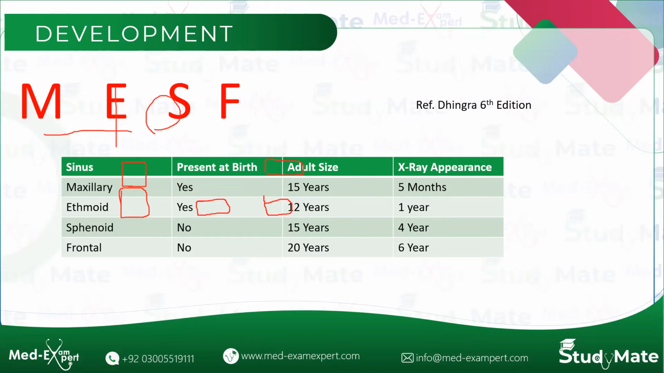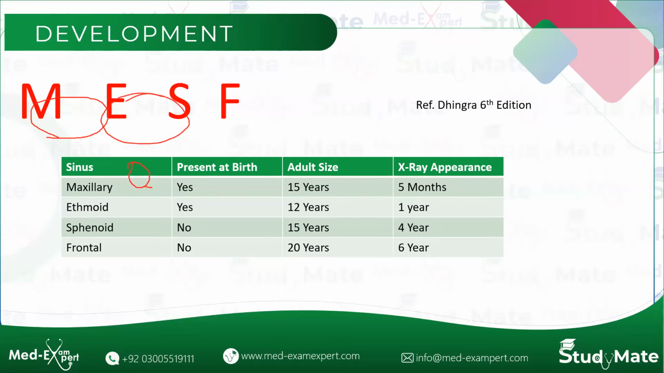ठीक है, तो इसमें अब आपको जो important points हैं वो आपको इस mnemonic से याद रहेंगे, मेसी फैन से, MESF. The first two letters, maxillary and the ethmoid, are present at birth, whereas the sphenoid and the frontal are absent at birth. Maxillary sinus first appears on X-ray by the age of 5 months, जबकि frontal sinus is the last to appear on X-ray by the age of 6 years. And frontal sinus reaches adult size by the age of 20 years. So you must remember at least these highlighted points from this table.